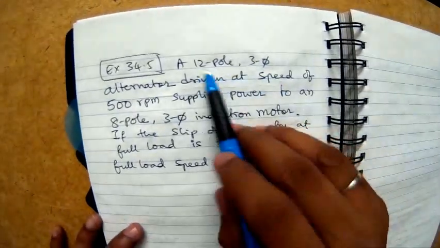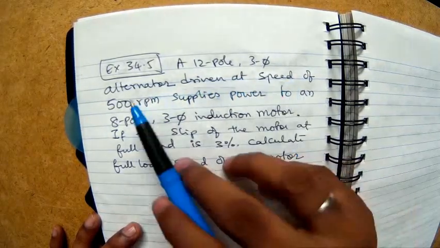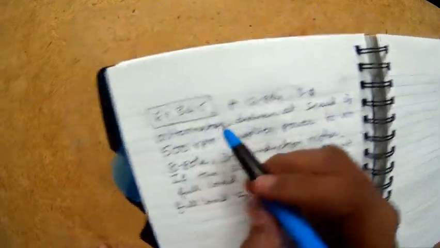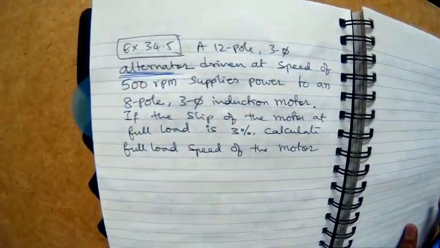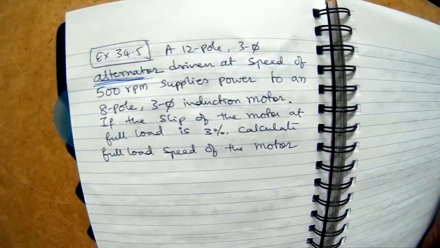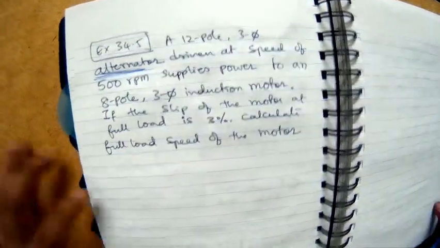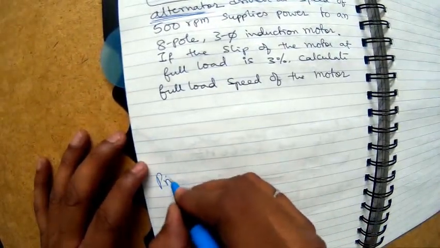A 12 pole 3-phase alternator driven at a speed of 500 rpm. By the way, this is the keyword here, alternator. Alternator is not an induction motor. Induction motor is different. Alternator is actually an AC generator. So if I want to draw a diagram, there is a prime mover.